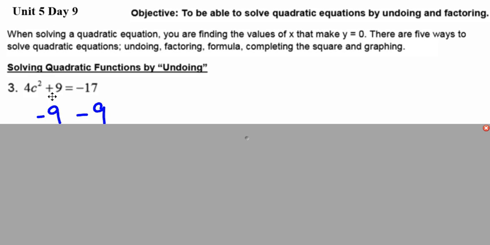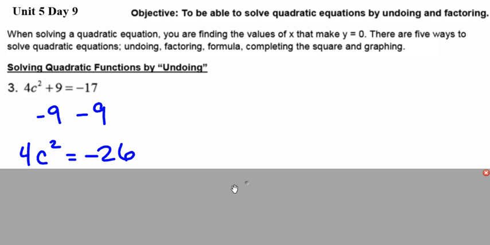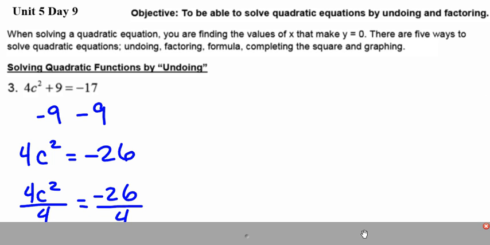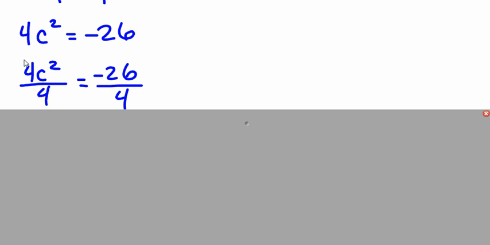This will make the 0 on the left, and we'll have a negative 26 on the right of our equal sign. Again, trying to undo to get c alone, we see it's 4 times c squared. So to undo that multiplication, we can divide each side by 4. On the left-hand side, 4 divided by 4 is 1, so we'll have c squared. And then I have negative 26 divided by 4. Well, 26 and 4 have a common factor of 2, so if I divide by 2, I'll have negative 13 over 2.